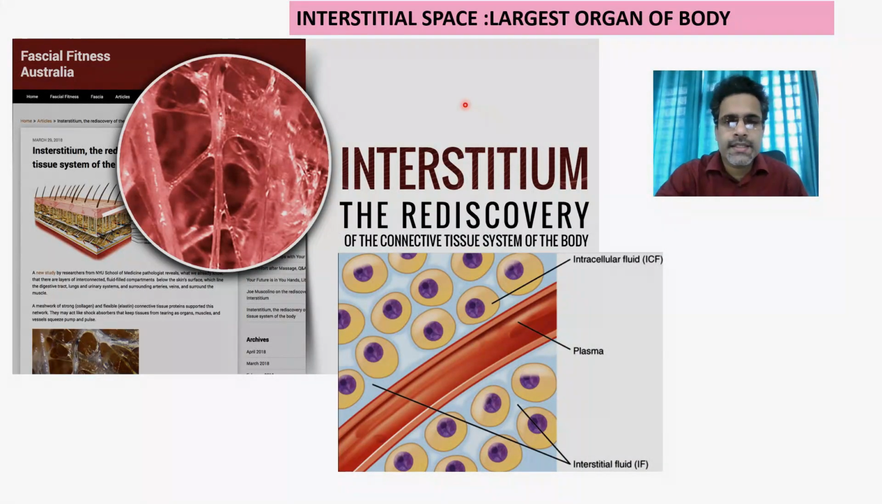There is a latest piece of information that earlier the skin was considered the largest organ, and recently the interstitial space is considered the largest organ. That position of largest organ has been replaced by the interstitial space. Earlier it was the skin. Surface area wise the largest organ was skin, but now it is interstitial space.